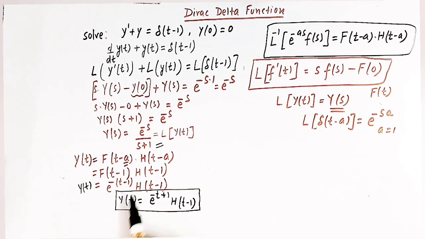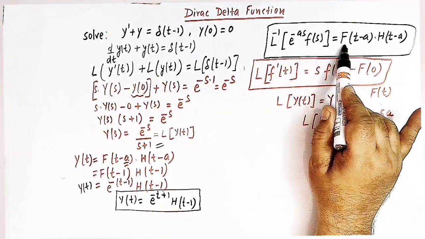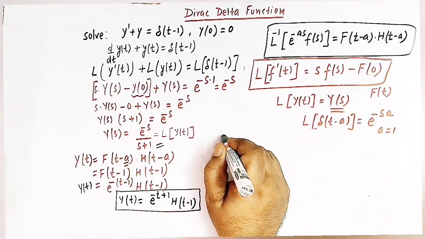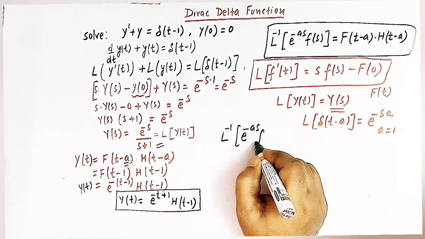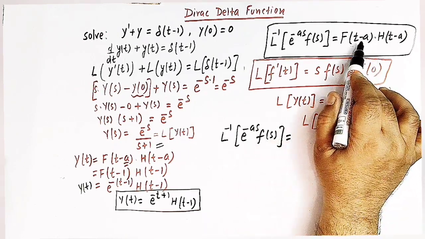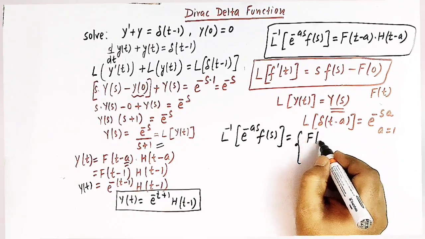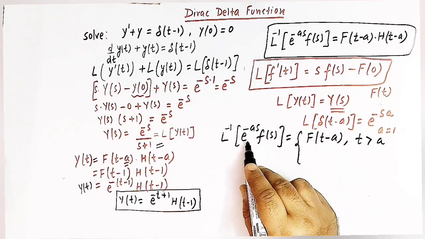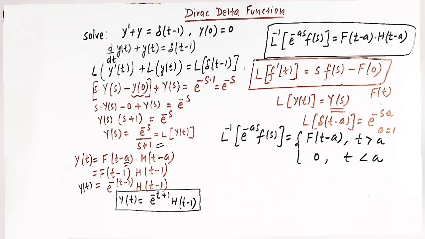So viewers, the required solution of this differential equation is given by this expression, and here I would like to mention one important thing, that this expression, that is f of t minus a times h of t minus a, can also be expressed like this, that is the inverse Laplace transform of e raised to minus as f of s is equal to this expression, and this expression can also be expressed like this, that is f of t minus a for t greater than a, and this inverse Laplace transform is 0 when t is less than a, right?